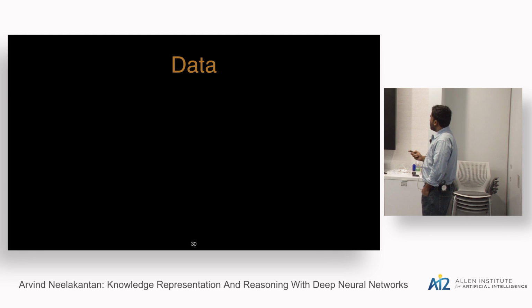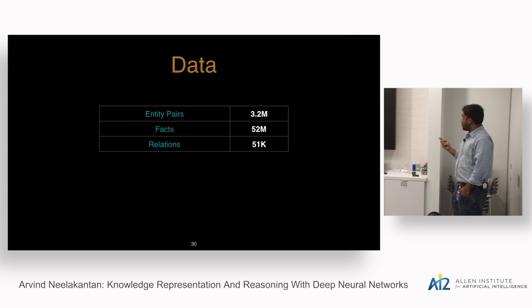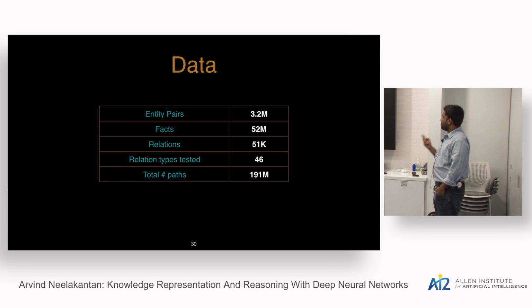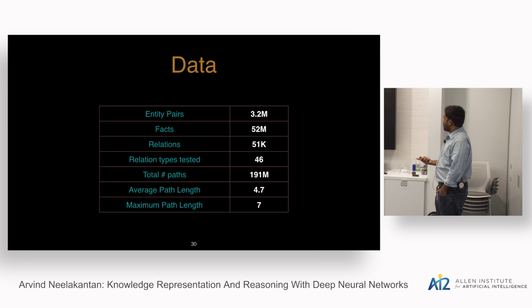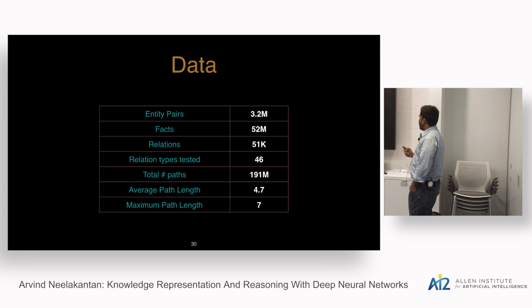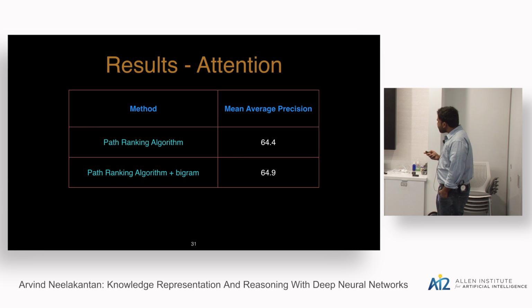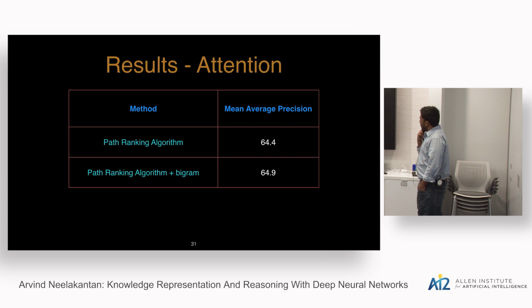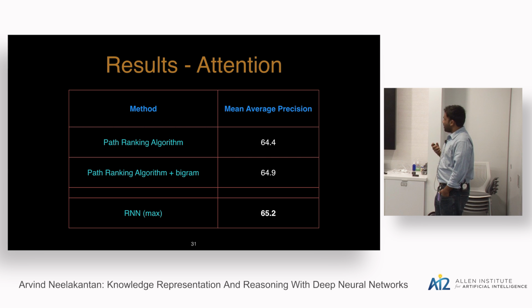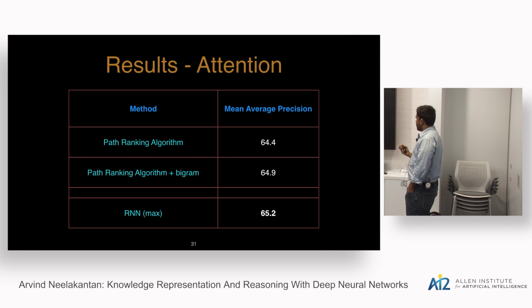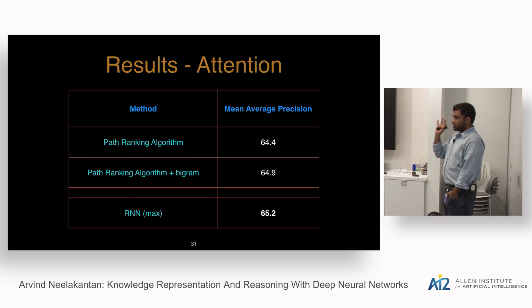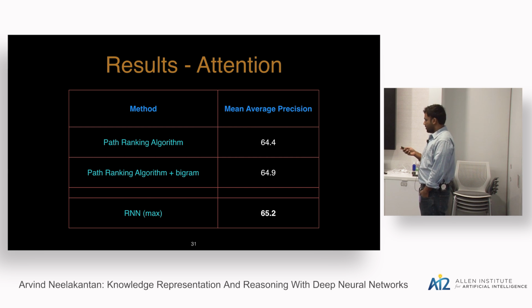Okay, so I'm going to show results. We constructed this massive data set that uses Freebase and OpenIE triples from ClueWeb. It has about 190 million paths. First we compared with symbolic methods, and they perform reasonably well. Our method, which uses neural networks, performs almost as well as these symbolic methods.